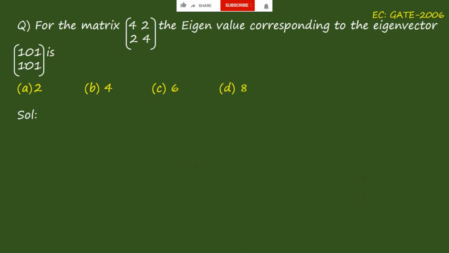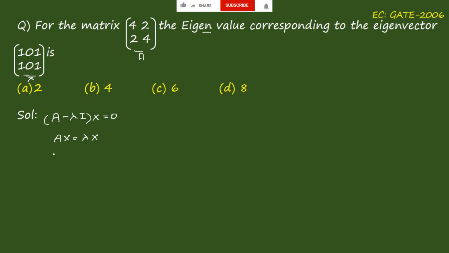Next question. The question is, for the matrix 4 2 2 4, the eigenvalue corresponding to eigenvector 1 0 1, 1 0 1 is... Now you have to find the eigenvalue, where the eigenvector has been given and the A value has been given. The general thing that we know is A minus lambda I into X is equal to 0, and we can write this as A into X is equal to lambda times X. So A and X values we know. This is the A matrix, this is the X matrix.